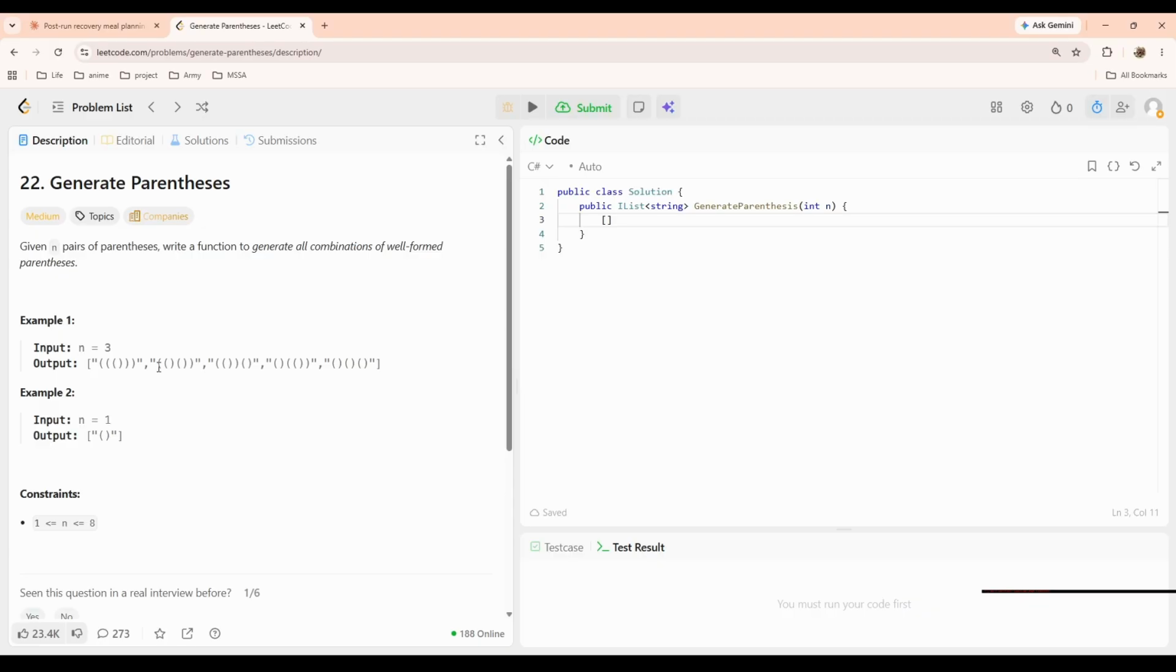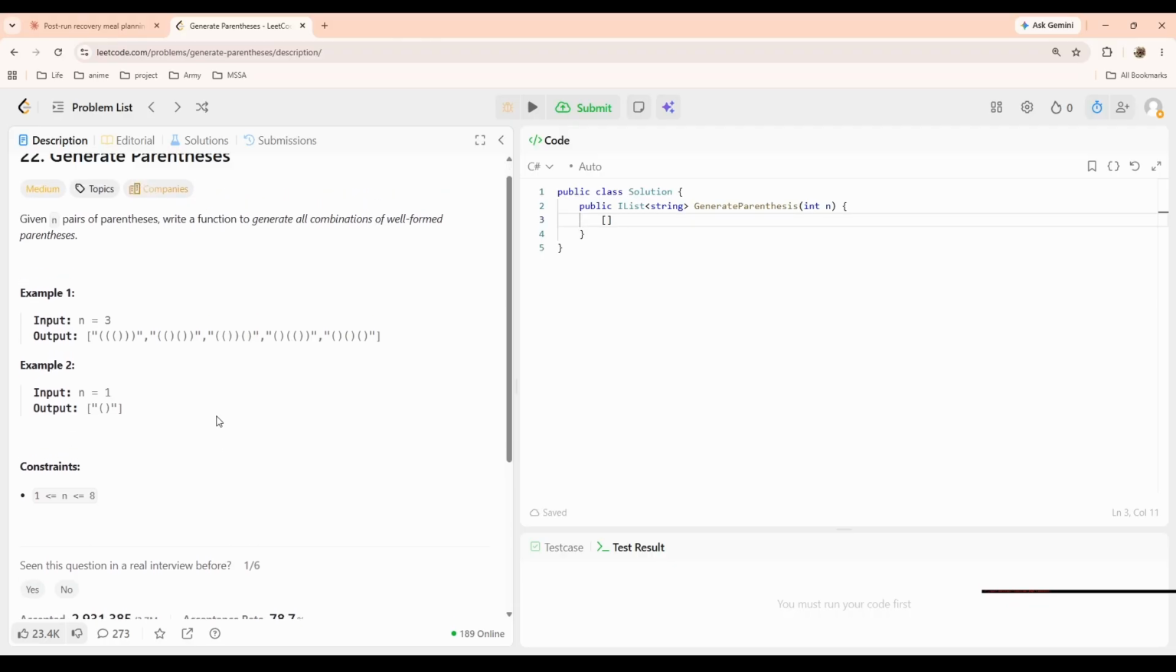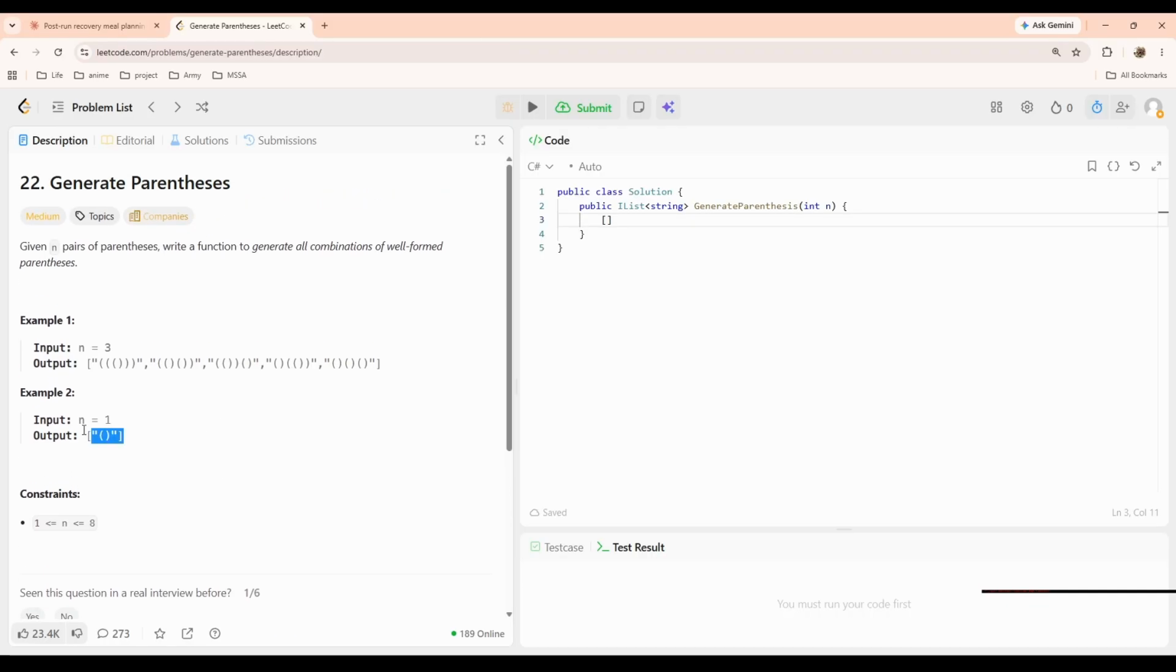Looking at the examples, example 1, input is 3, so we have 1, 2, 3, 4, and 5 different ways to express that. And example 2, where n is 1. Since there's only one pair, there's only one combination of well-formed parentheses, which is just open and close. So I'm guessing this is considered the edge case.